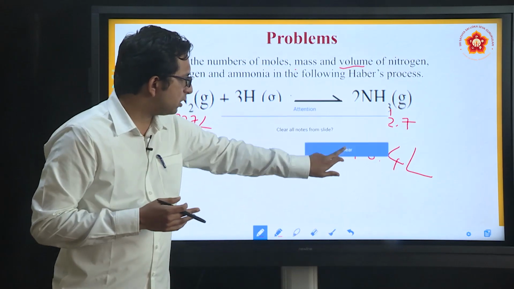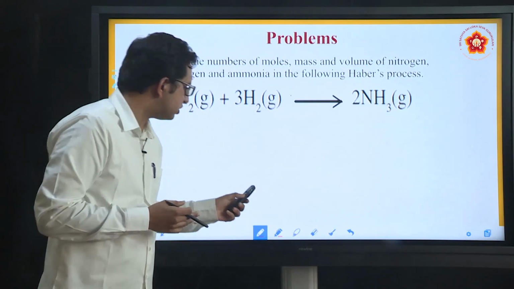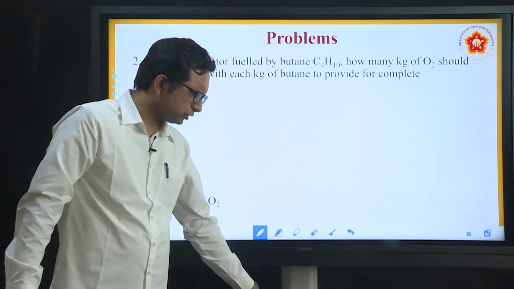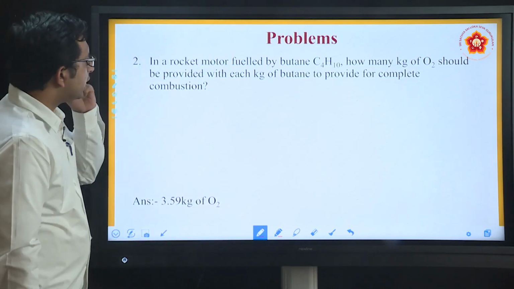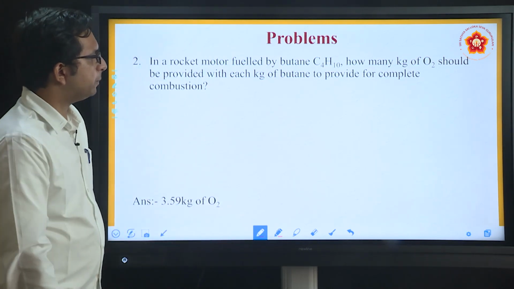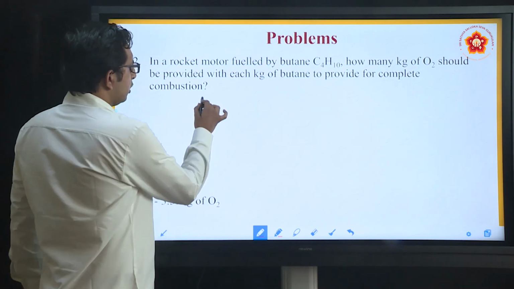So this was about the first problem. Now let us move on to the second one, which is more of an application sort of a thing. In a rocket motor fueled by butane. Now what's the butane formula?